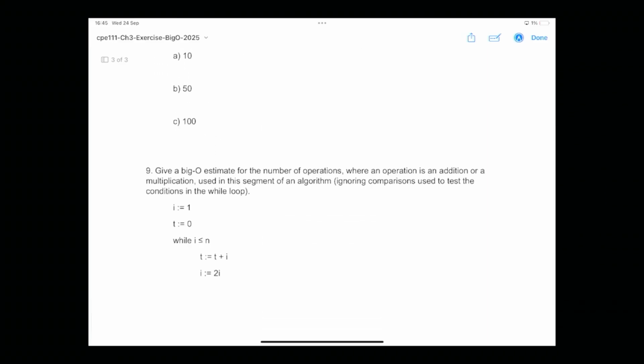And the last problem, we have addition and multiplication. Where are they? Addition, add, multiply is here. All right. That's all.